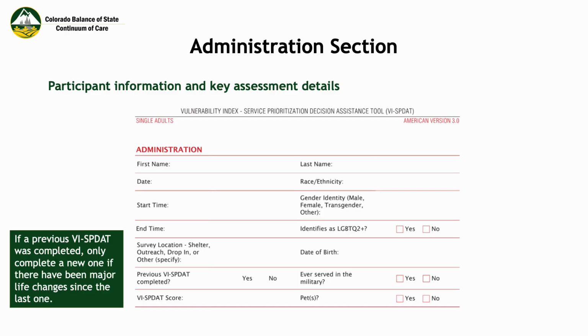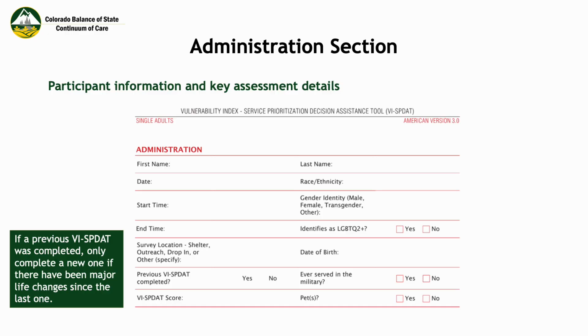If the individual has previously completed a VI SPDAT. This question is asked to determine if a VI SPDAT has already been done, and if so, a new one is not needed unless major life changes have happened since the previous VI SPDAT was done. If they completed a VI SPDAT previously, do they happen to know the score?